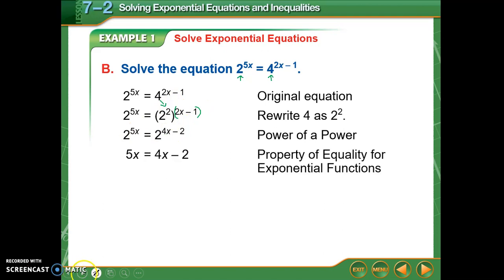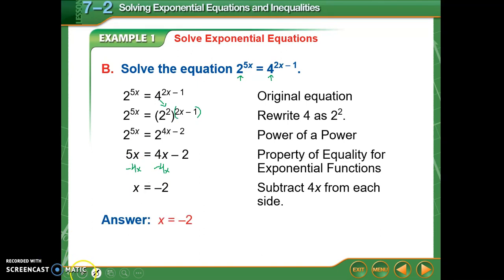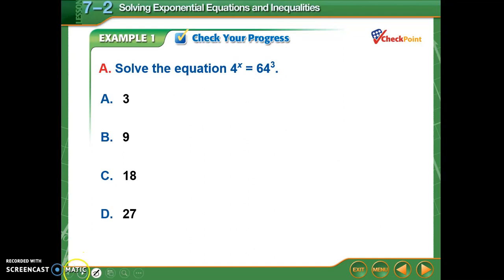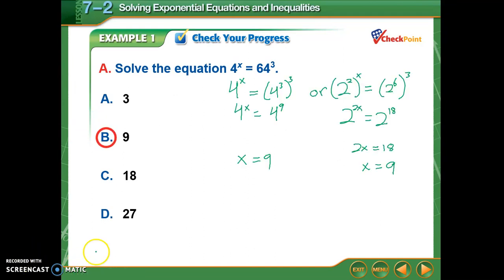And I can set my exponents equal. If the bases are the same and it's equal, then the exponents have to be equal. So 5x equals 4x minus 2. And then I subtract 4x from both sides, and we get x equals negative 2. All right, now it's your turn to try. Try this one. Okay, your answer here should be B, which is 9.